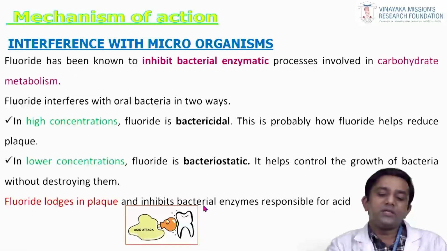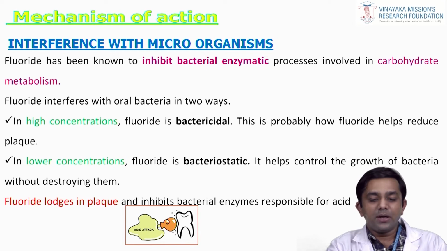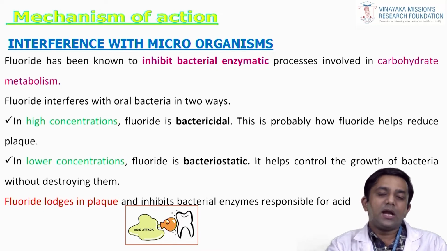Next is interference with microorganisms. Microorganisms usually make the tooth more prone to dental caries. The most important is Streptococcus mutans. Streptococcus mutans is the primary organism responsible for the occurrence of dental caries. Other than this, there are other organisms which help in increasing the demineralization of a tooth surface.